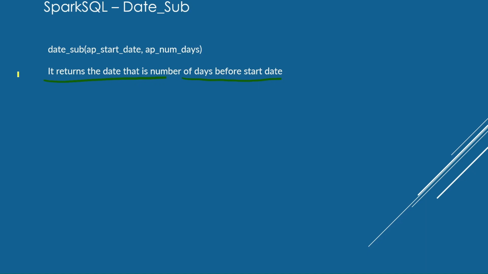So this is the signature. This is the start date and this is the number of days. It is going to take this start date and subtract this number of days from the start date, and it will return a different date. So with the help of the date_sub function, we can subtract the number of days from a date, and it will return a different date after subtracting the number of days from the start date.